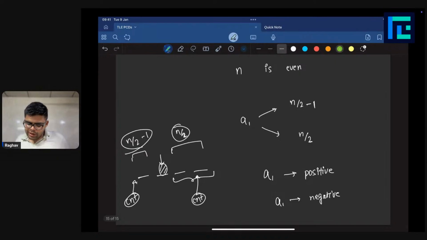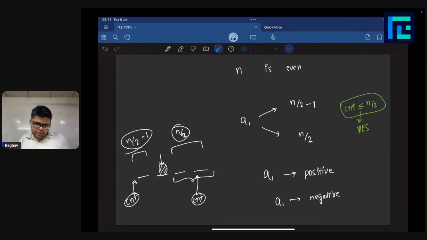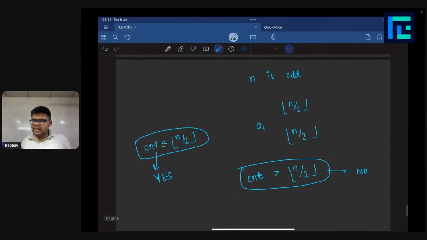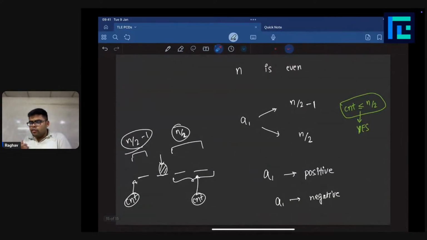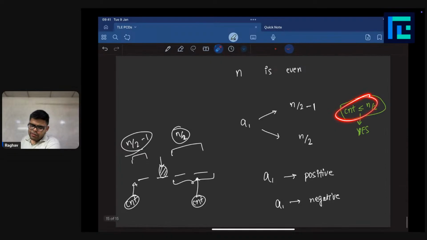So in a nutshell, if count is smaller than or equal to n by 2, then you can always have your answer yes. You can always apply operations in such a way that all of these people would be on the right hand side, and the rest part would be the same way as we had done for the odd value of n. And in case count is greater than n by 2, then the answer is obviously no. So we just have to implement it.